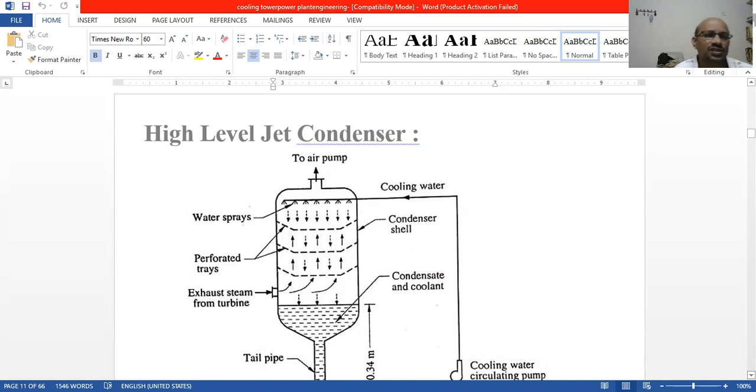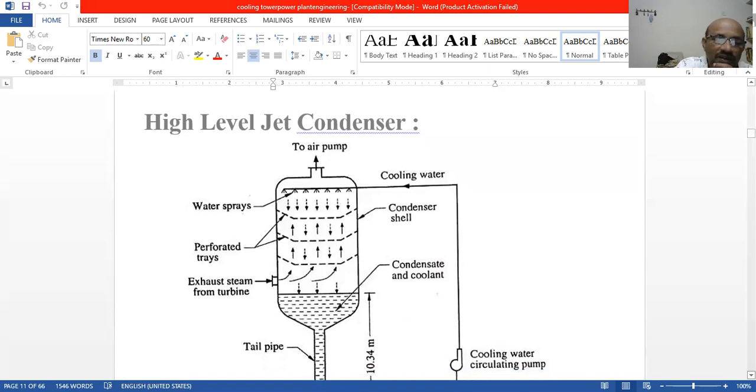So here also you see the high level condenser, same air pump at the top portion, the top area of the condenser shell, and the exhaust steam coming from the turbine. We are going to arrange it at the downside of the shell, and water sprays will be there, condensate and cooling water, and the cooling water circulating pump is there.